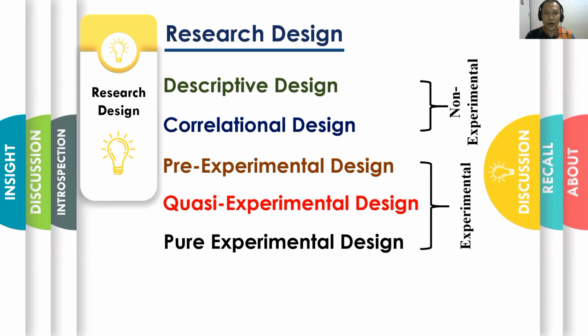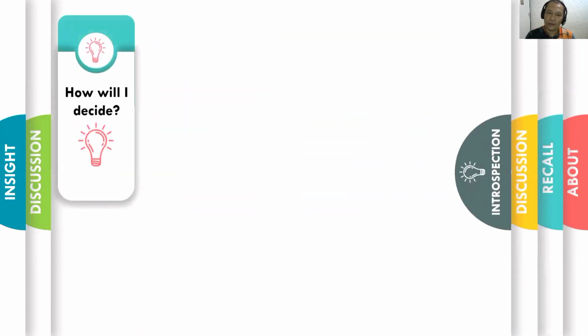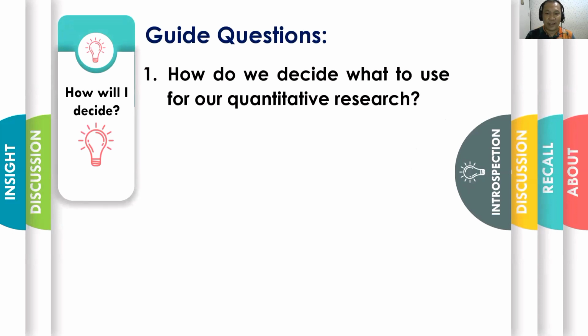Now here, there are guide questions that we would like to answer in the context of the research design that we are going to utilize when we conduct our quantitative research. Now, how will I decide if I go to quantitative research? Therefore, you must have numerical values, and the problem deals with the collection of numerical attributes about the problem. Okay, that is for quantitative research.